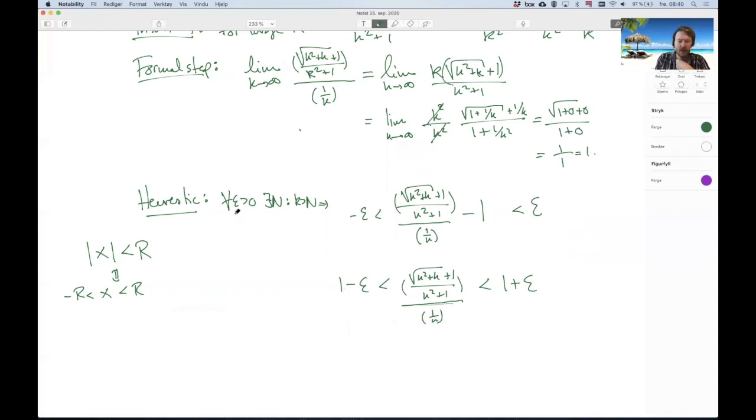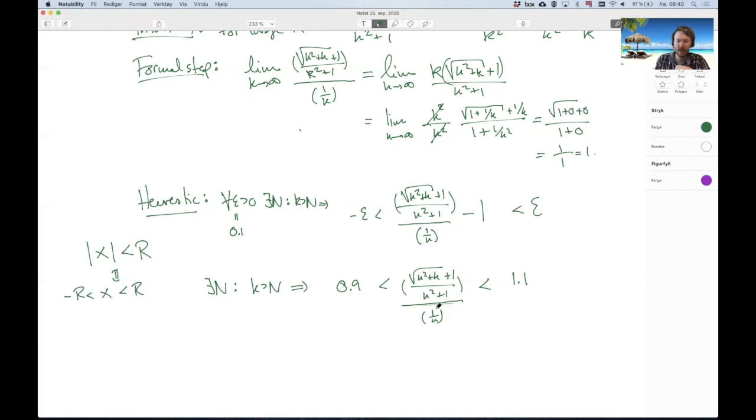And then we can do a specific choice here. We can do epsilon equals 0.1. Why not? Then this becomes 0.9, and this becomes 1.1. So this is now 0.9, and this is 1.1. So you can say there exists an n such that k bigger than n implies this. I have no idea how big, maybe a million, a trillion, or 10, who knows? But I know that if I take my k large enough, I get this.